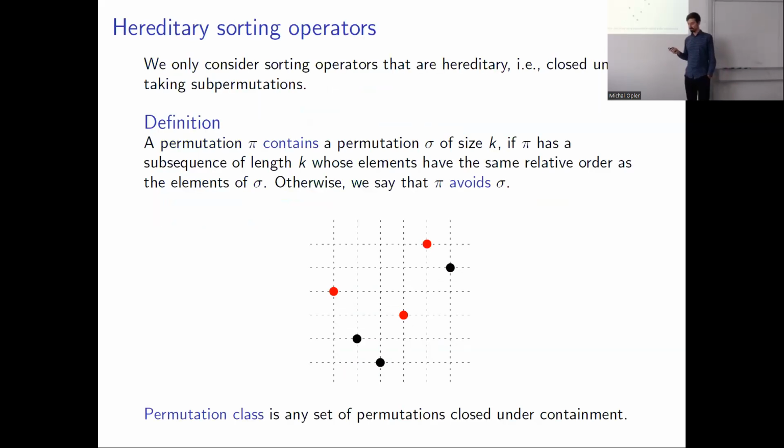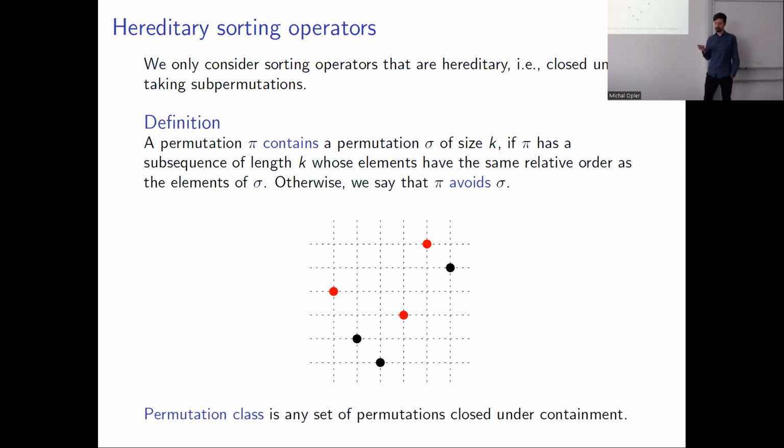Okay, and if we allowed any arbitrary sorting operators, any set of permutations, then we would not be able to say pretty much anything, because you could select whatever you want, whatever you don't want. But we consider hereditary sorting operators, meaning that the sets of permutations are closed under taking subpermutations.